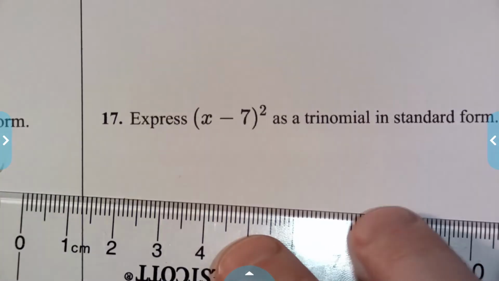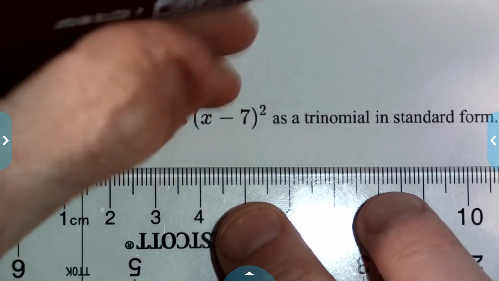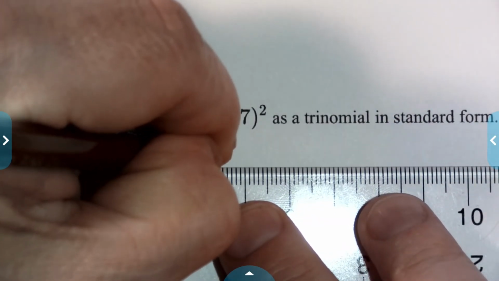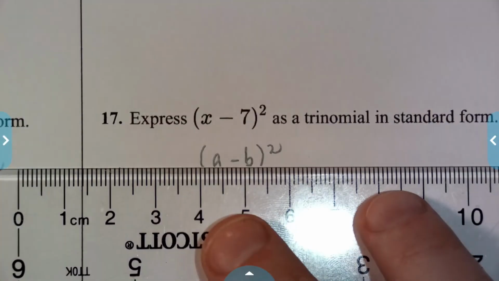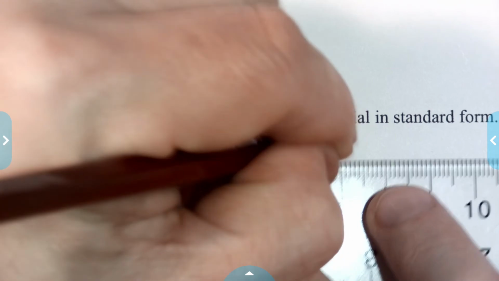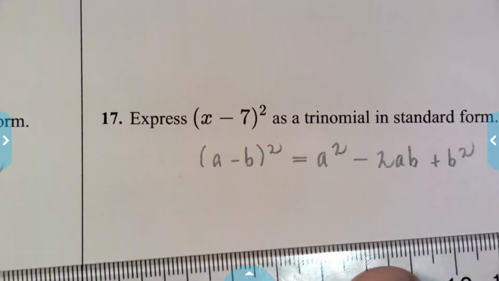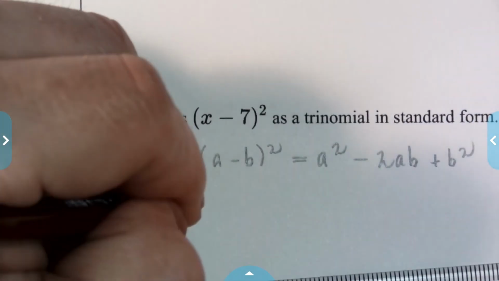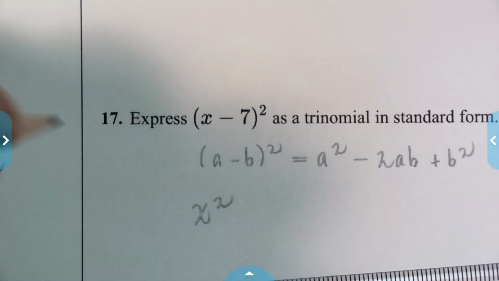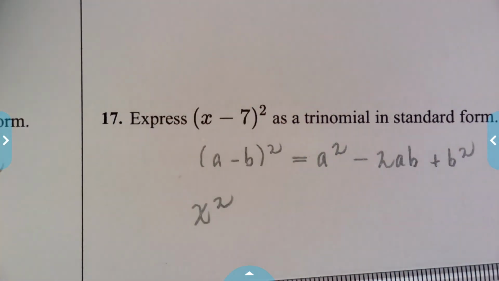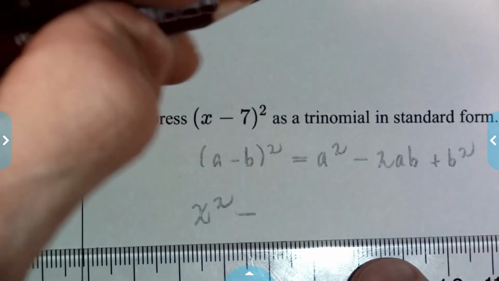You can do this too. So this is a different situation. We have the a minus b squared situation going on, which was almost identical. That would be a squared minus 2ab plus b squared. Okay, so what's going on? We got x squared minus 14x, right? Minus 2 times x times negative 7.